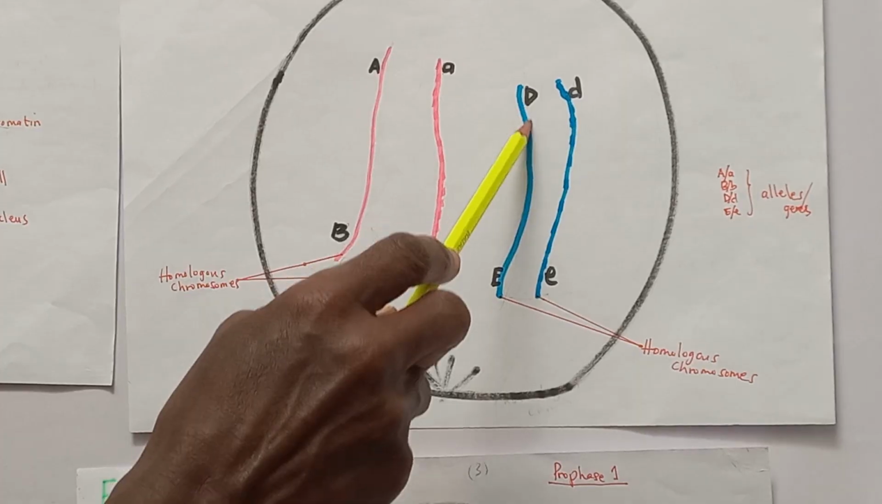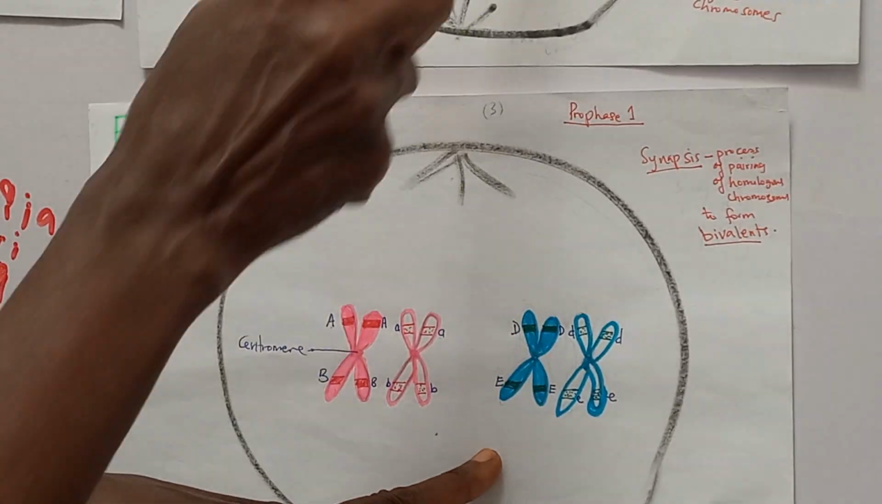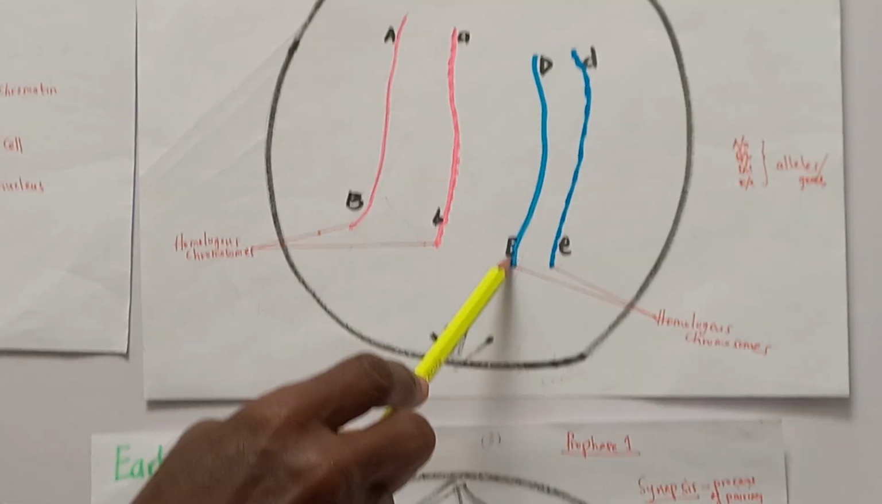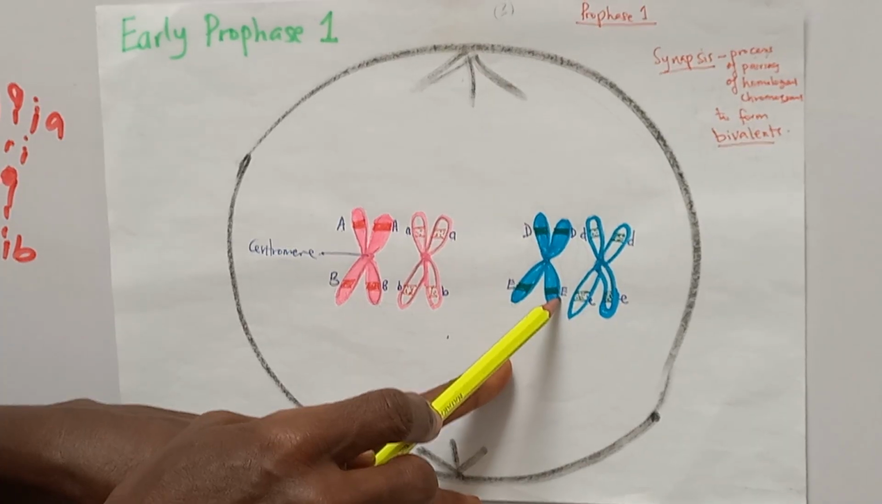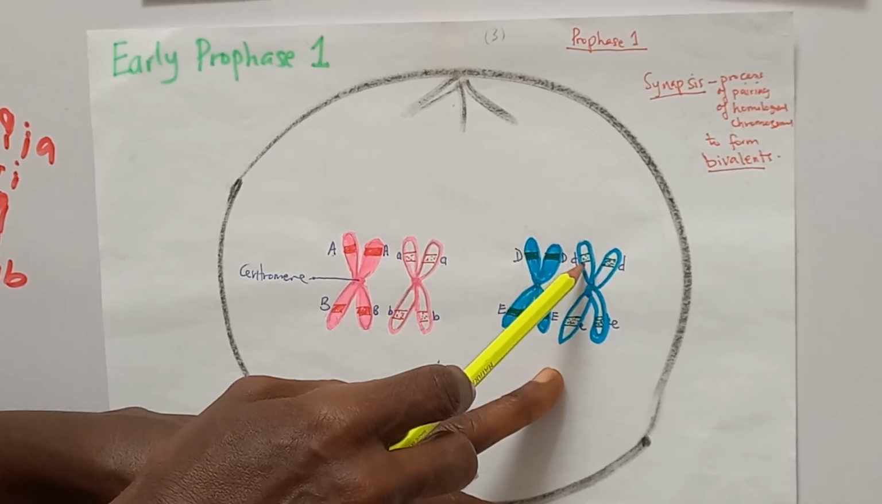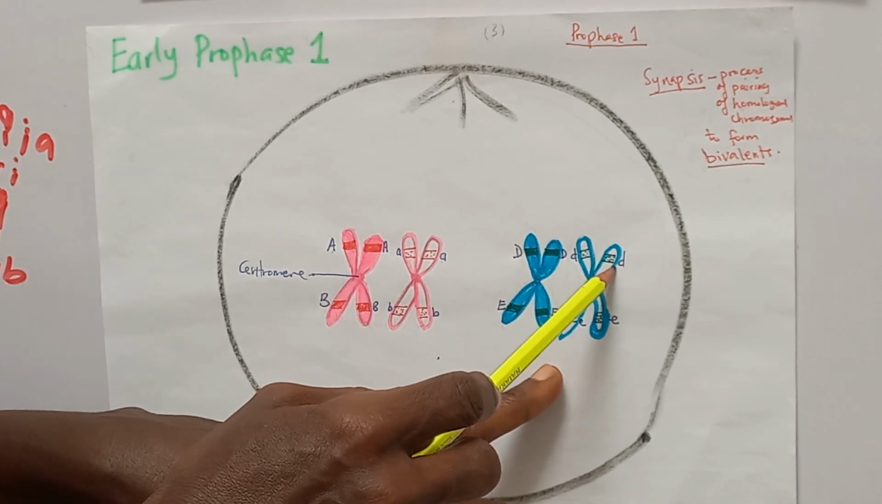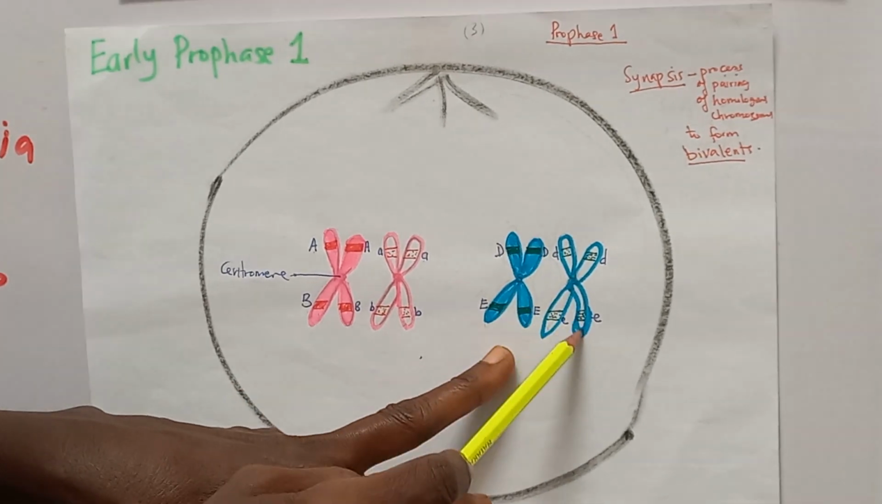Then we have this chromosome. It's seen well as sister chromatids, gene big D, big E. So as sister chromatids, you have gene big D, big E, big D, big E. The homologous chromosome, you have gene small d, small e, small d, small e. So this is one chromatid, another chromatid.